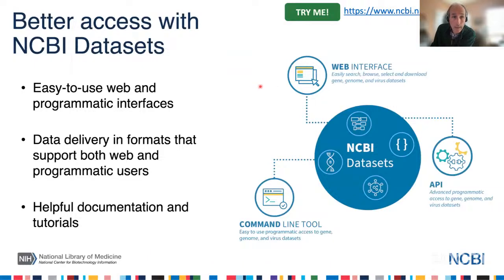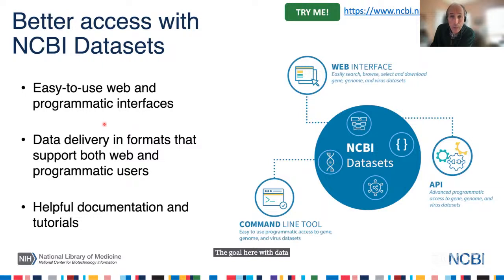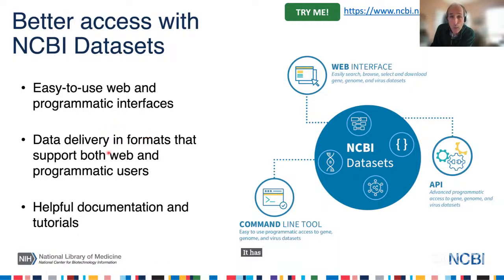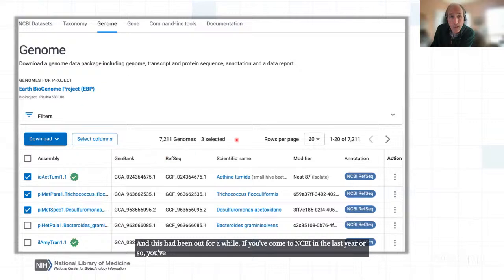On the side of working with data, one of the big things we did as the project is this new data portal called NCBI Datasets, which was mentioned in the previous talk even. The goal here with Datasets is really just a complete rethink of how to access gene and genome data at NCBI. It has easy to use web and programmatic interfaces, and whichever interface you're using, you get access to the same data, great documentation, and this has been out for a while. If you've come to NCBI in the last year or so, you've probably already been exposed to this.